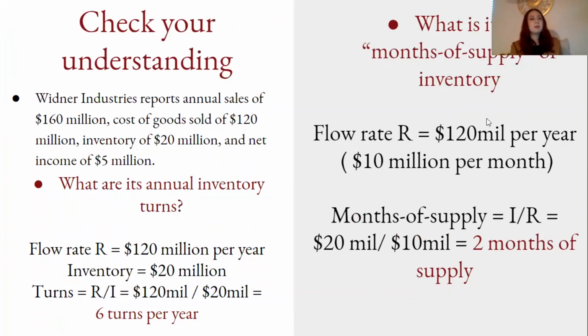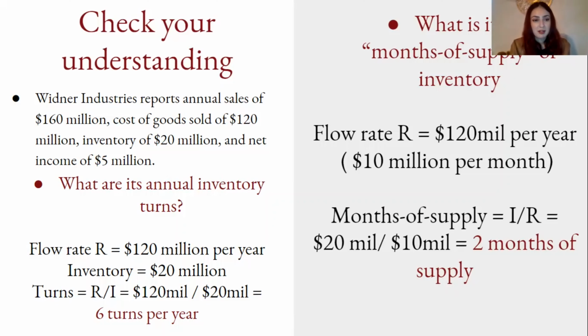And I hope that one made more sense, but if you're still having trouble, I'll go over another example to check your understanding. So this question asks, Widner Industries reports annual sales of $160 million. Cost of goods sold is $120 million, inventory of $20 million, and net income of $5 million. So we're going to have to find its annual inventory turns.